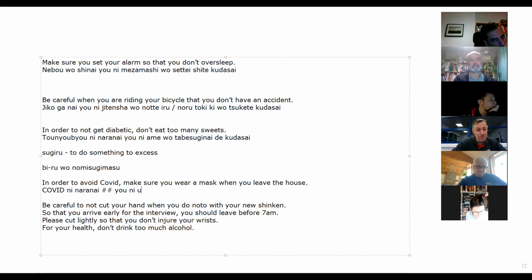Uchi ni deru toki. Good. Mask o tsukeru. So the verb will be tsukeru, to apply. Good. Tsukenakereba narimasen. Okay, so this means you must, but this is actually saying please make sure. So it's actually a request, isn't it, or a command? And then tsukete kudasai.